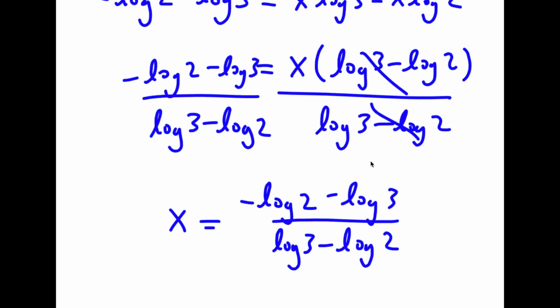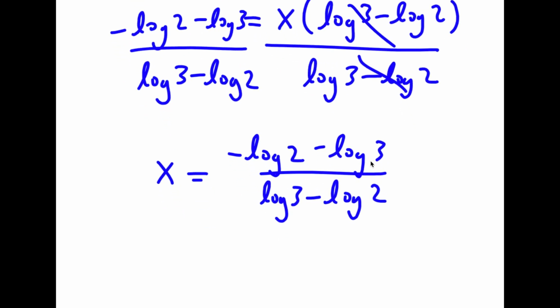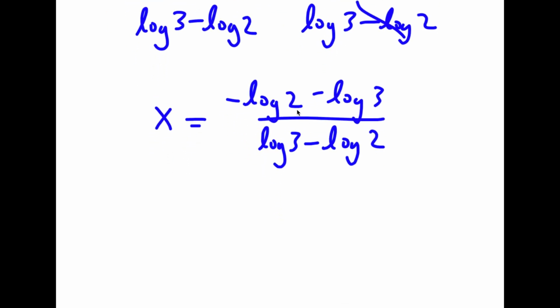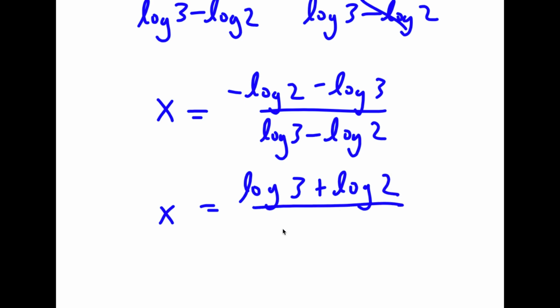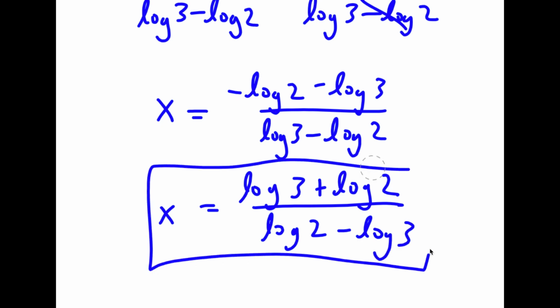Now, if I multiply both sides by negative 1, I get x is equal to log 3 plus log 2 over log 2 minus log 3. So this is my answer.